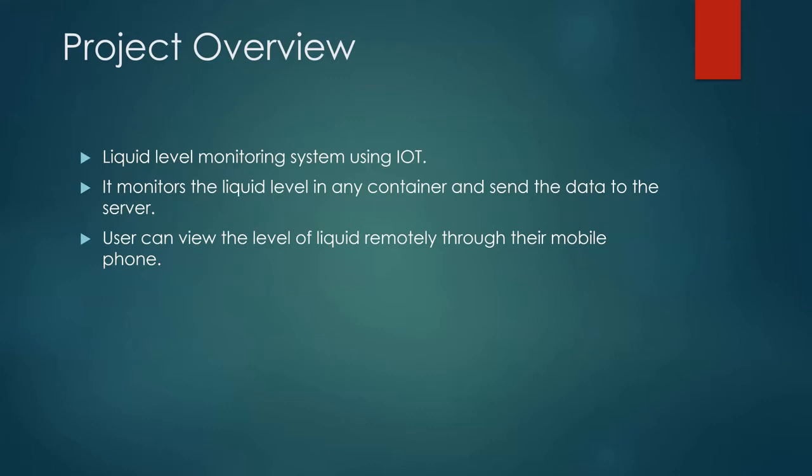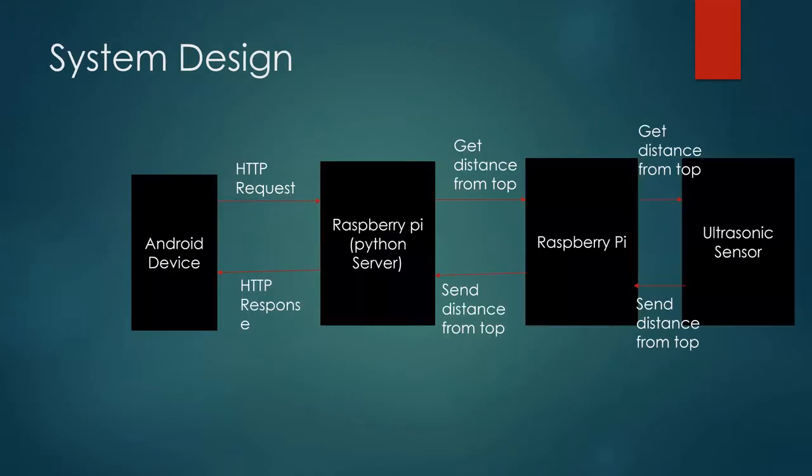So the solution is a liquid level monitoring system using IoT. This system monitors the level of liquid in a container and sends the data to the server. So the user can view the level of liquid from a remote location using their mobile phone.